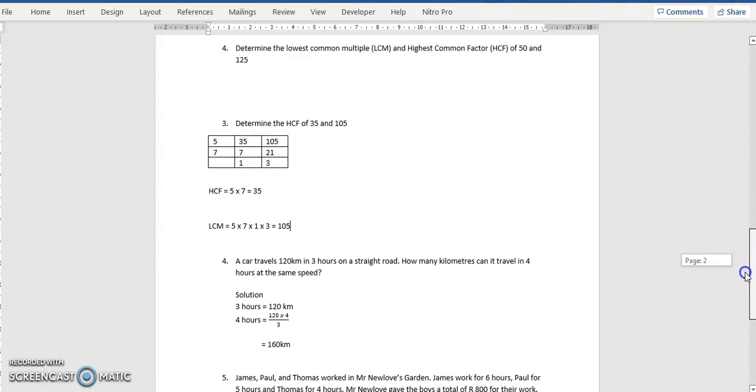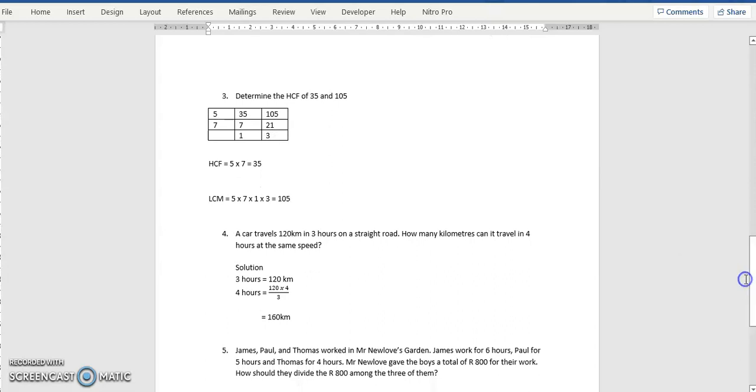Now let's look at this question. A car travels 120 kilometers in 3 hours on a straight road. How many kilometers can it travel in 4 hours at the same speed? Okay, we want to write this one mathematically. We can say that 3 hours is equal to 120 kilometers. Then 4 hours will be equal to what?